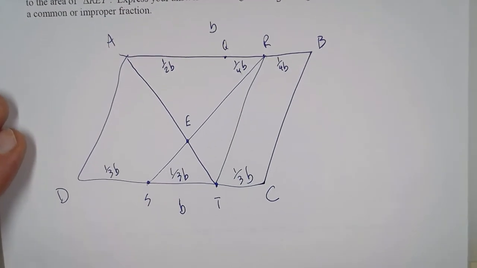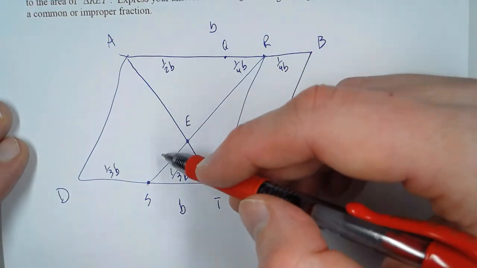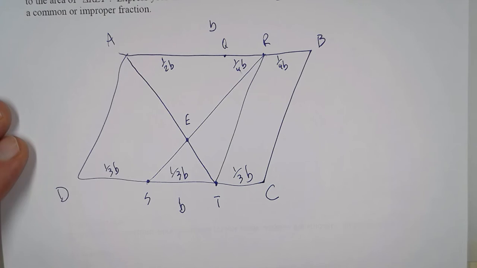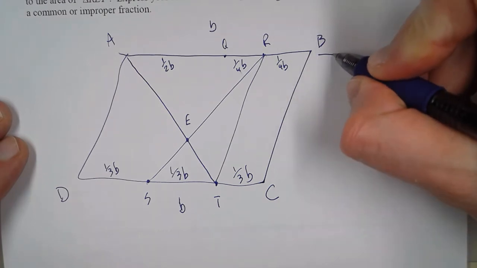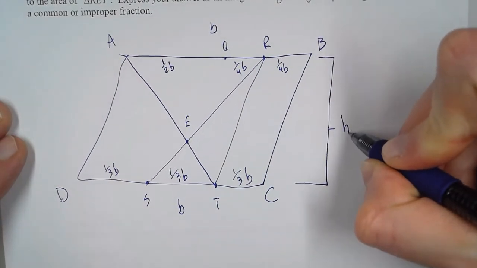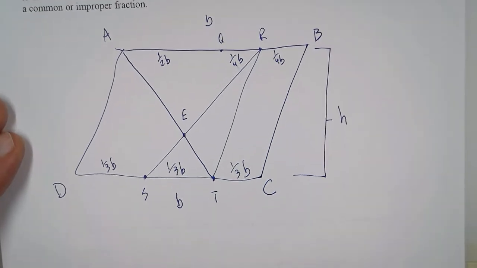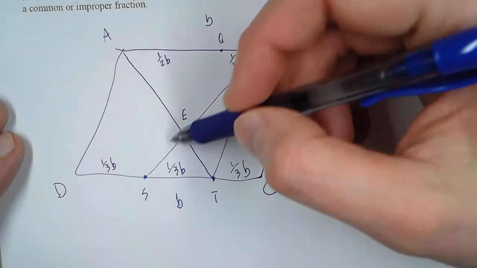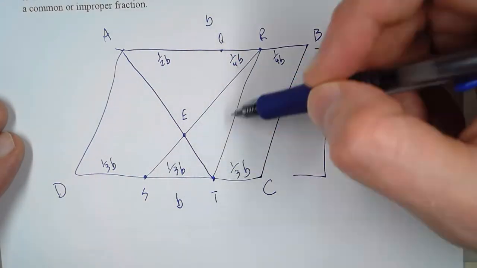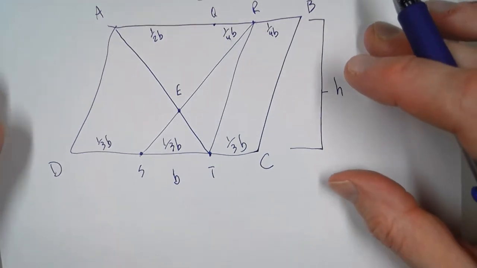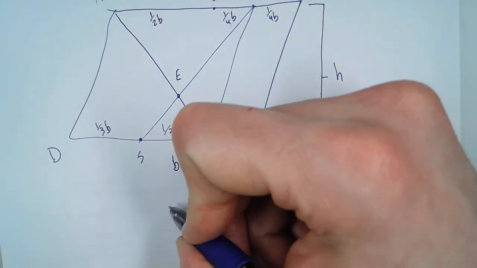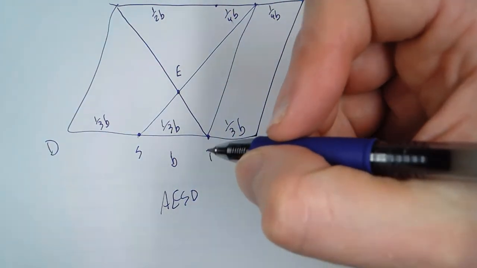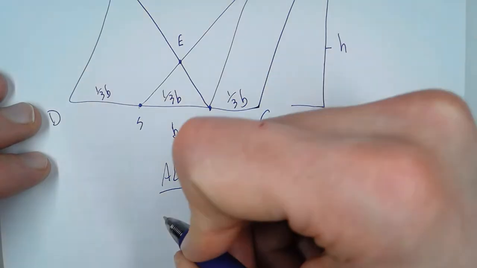Okay, so what we want is the area of this region, divided by the area of this region. But they don't give us any measurements besides this. Now, I'm just going to call the height of this thing H, whatever it is. And the one thing I notice is that this triangle SET is sort of held in common with this. Here's what I mean. Here's what we're asked to find: AESD divided by the area of RET.